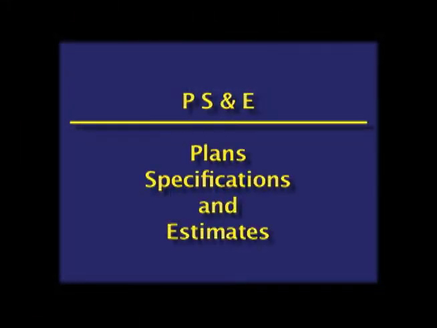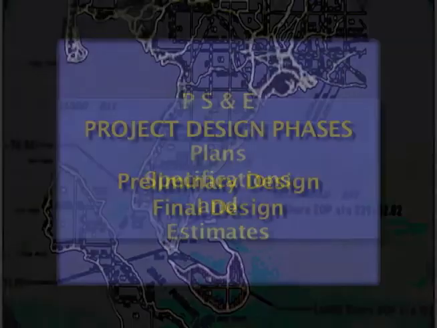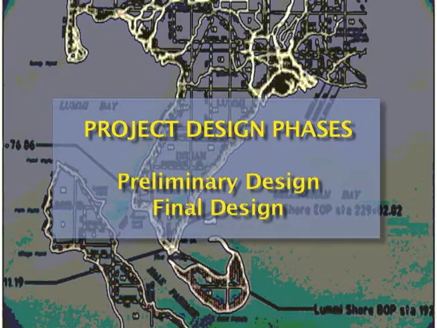During this phase, more specific project plan sheets are created, along with detailed specifications and time and cost estimates. Together, these new documents are known as PS&E documents, for plans, specifications, and estimates. Project design is usually carried out in 2 subphases, known as preliminary design and final design.